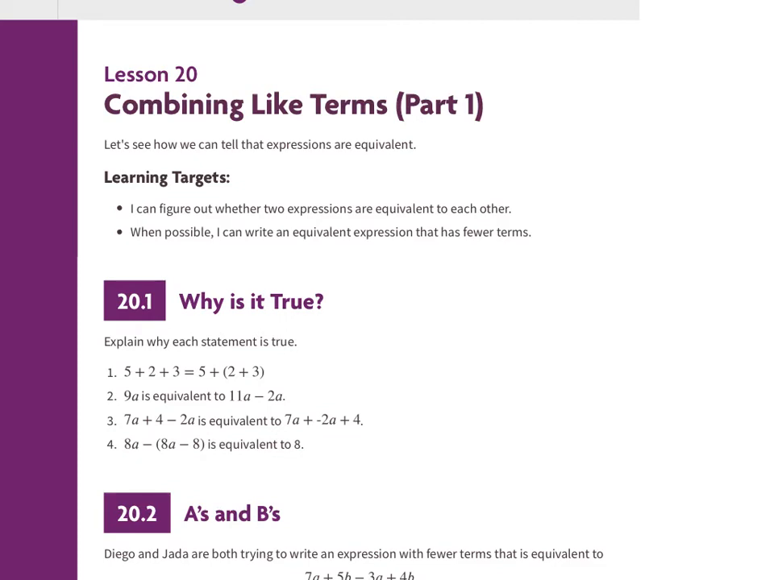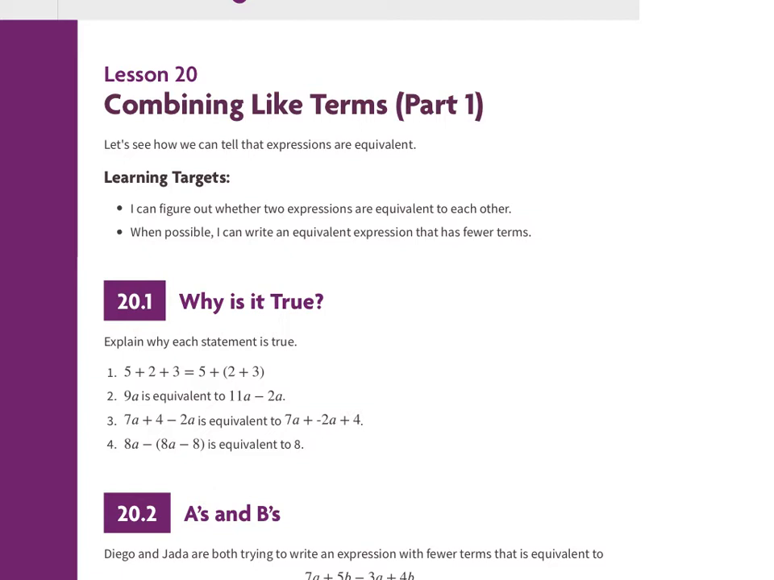All right, lesson 20, combining like terms, part 1. We're on page 147. The learning goal says, let's see how we can tell that expressions are equivalent. And the I can statements are, I can figure out whether two expressions are equivalent to each other. And when possible, I can write an equivalent expression that has fewer terms.